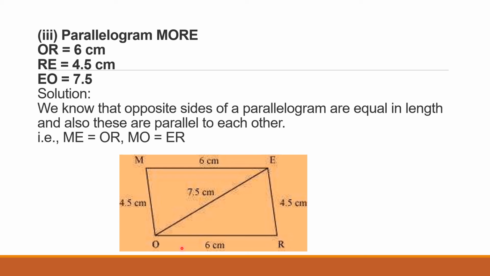First of all, we will draw a line of 6, then arc as a center, arc of 4.5, O as a center, arc of 7.5. Here is point E and we will join it. Then for point M, from O as a center, arc of 4.5, from E as a center, arc of 6, and here the intersection point is point M, and we will join all the four points.